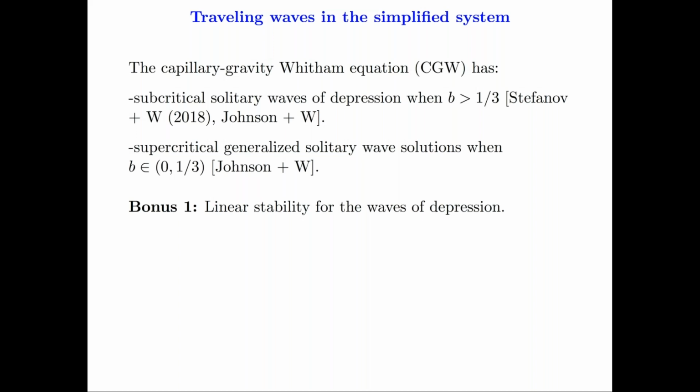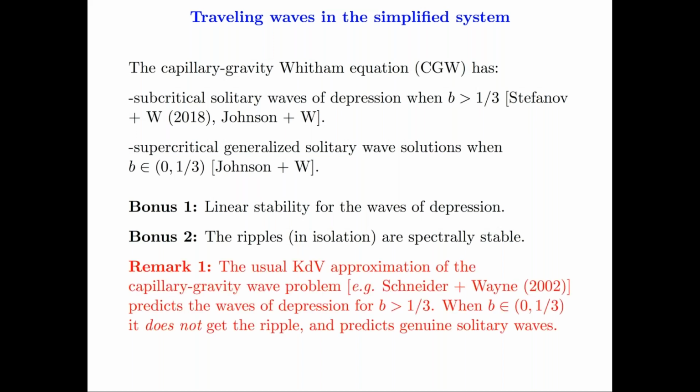One bonus we got was that for the waves of depression, the solutions are linearly stable. I'm not going to talk at all about that, I just thought it was worth pointing out. And then Matt did this nice calculation for the ripples in the generalized solitary wave case: if you just had the ripples alone, with no solitary core, that would be a periodic traveling wave. He was able to show that in the appropriate parameter regime they're spectrally stable. Again, I'm not going to talk about that, but the point is we're able to get at least a little bit of a start on stability analysis for these guys.